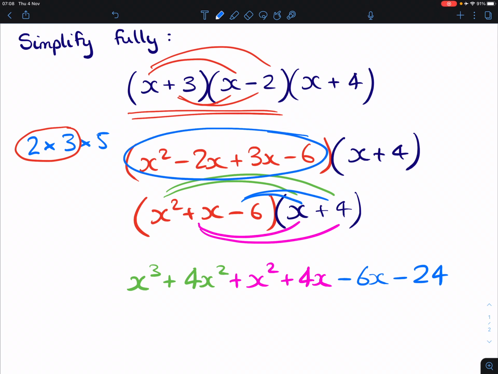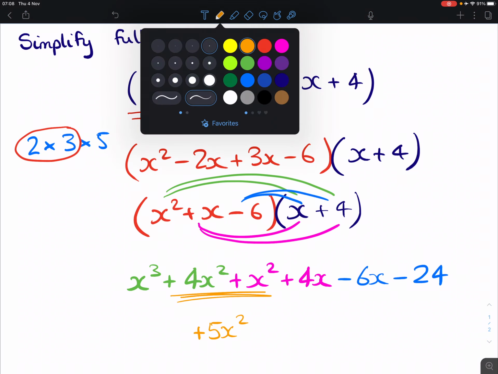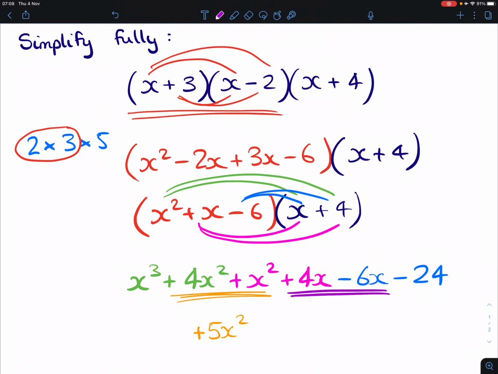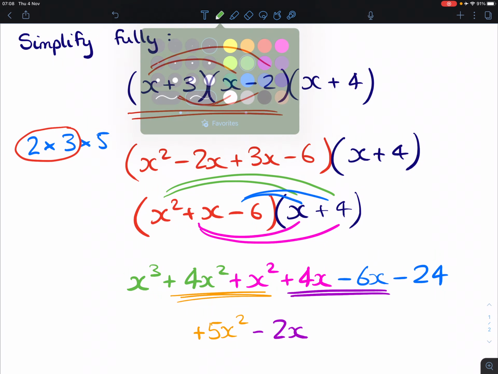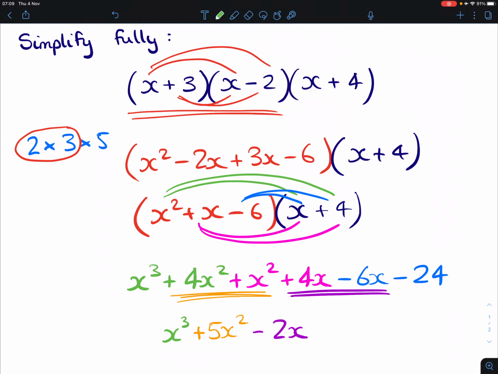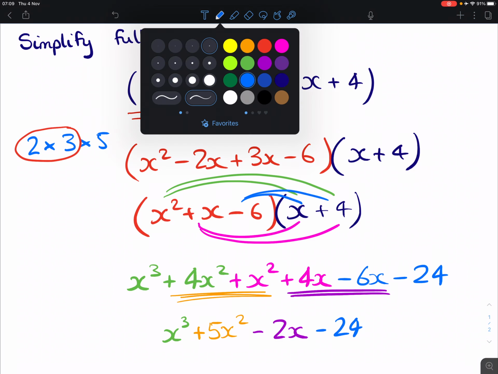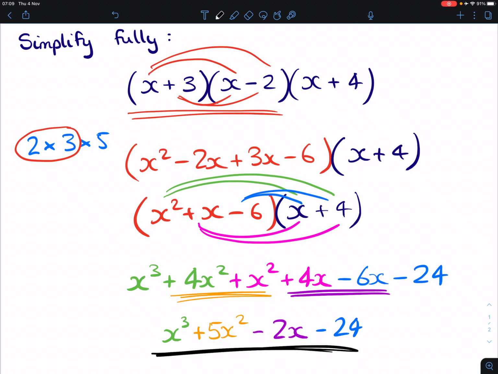Just like we had when you broke out the double brackets, there's some tidying up to do. So here we're going to have our x squared terms. It just so happens that the order I've done it here works out quite nice. The x squared terms are beside each other here, so they simplify quite nicely. And then we have these two x terms here that will simplify quite nicely as well, with the x cubed at the start remaining the same, and our minus 24 at the end remaining the same. And that is how we break out triple brackets. Done.